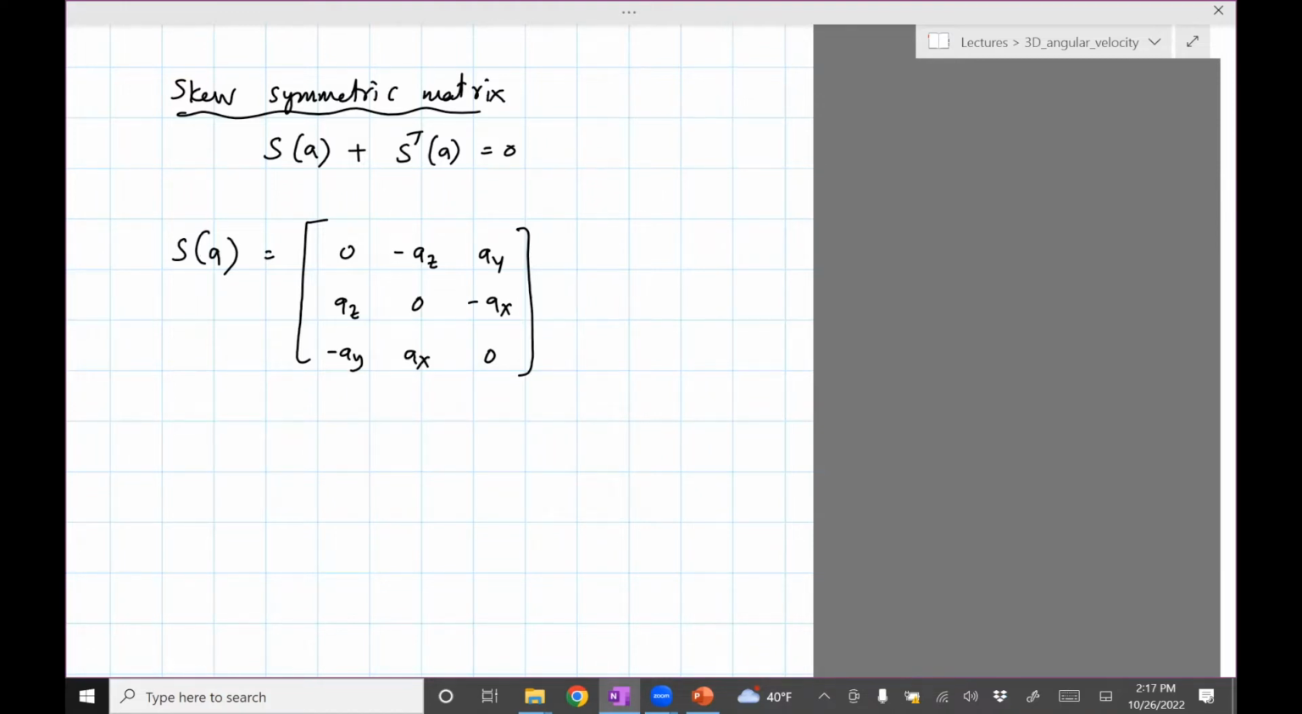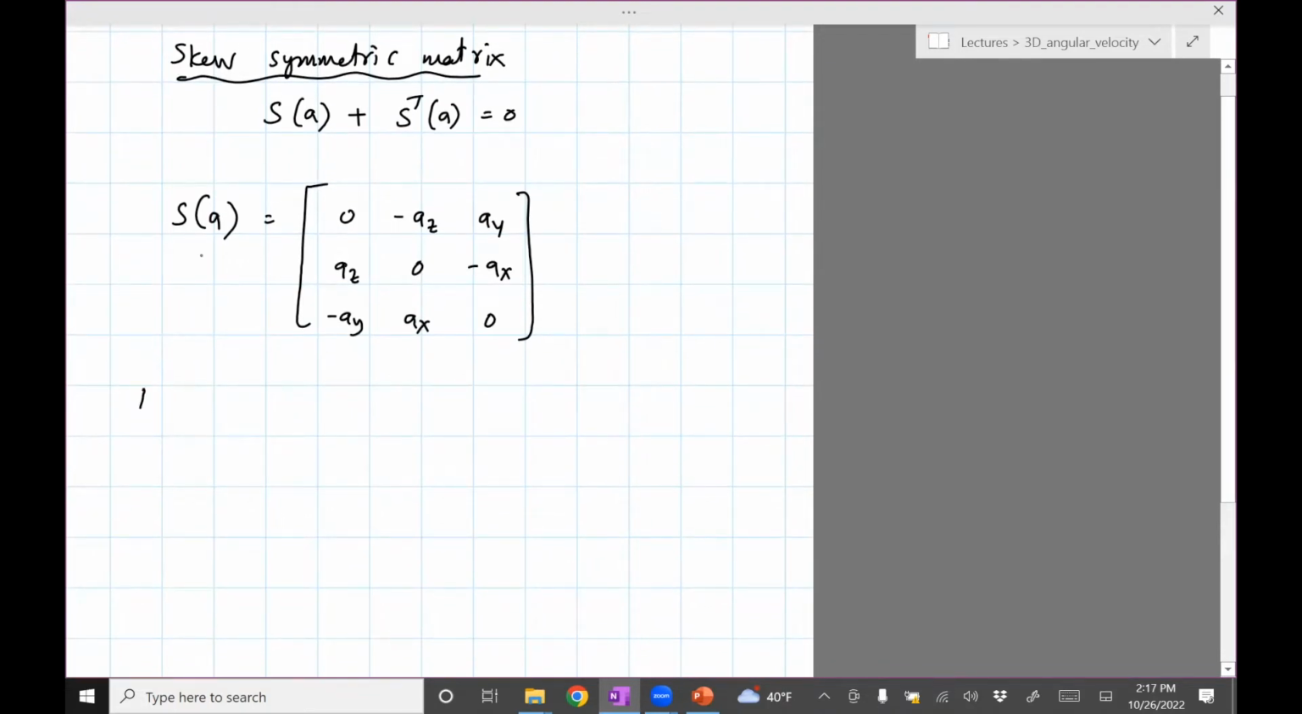Okay, so there are two properties which we would need in this class. The first one is that if you have two vectors, A cross B, where A has three elements along X, Y, and Z, and B is similar to that, then you can actually write this as S of A times B. We'll check this in fact.